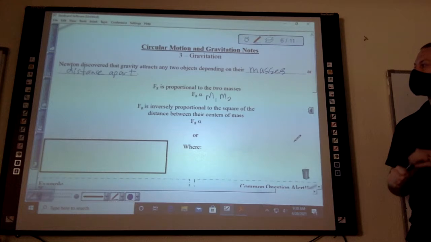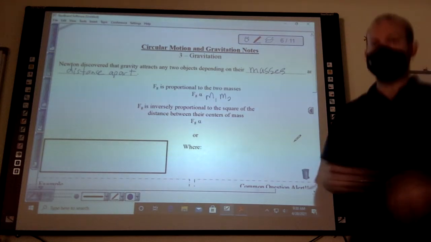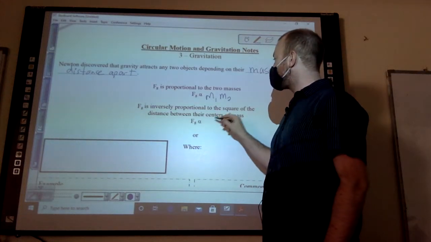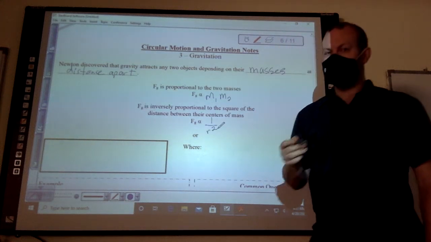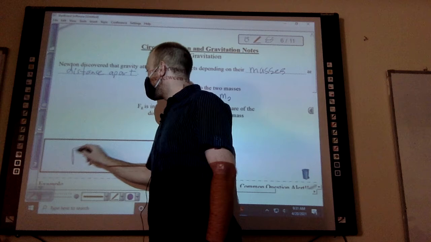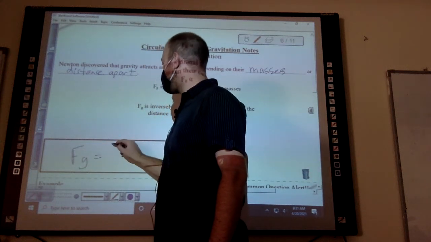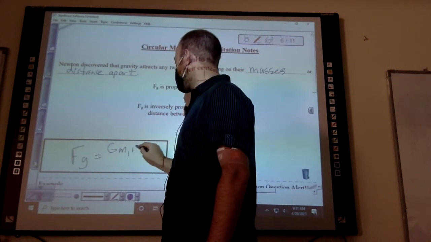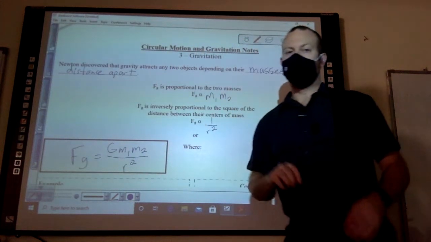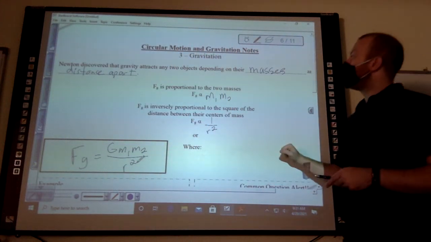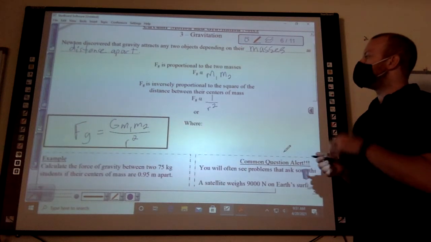And it's inversely proportional to the square of the distance, meaning Fg is proportional to 1 over r squared. The reasoning you do this just is how they figured this out, which you saw last year. So this is the equation that you've seen already.